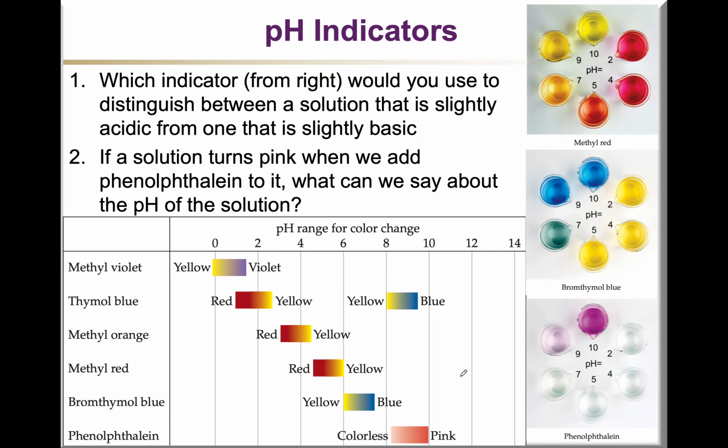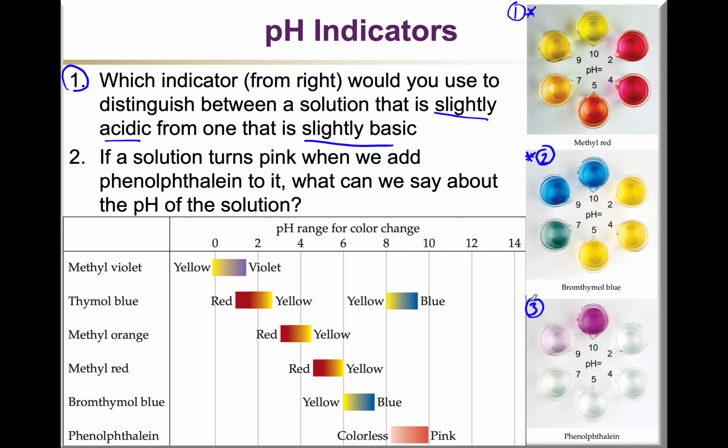All right, finally, how do we select what pH indicator to use? So let's talk about number 1 here first. Which indicator from the right would you use in order to distinguish between a solution that is slightly acidic from one that is slightly basic? And I'm asking about the 3 sets on the right hand side, which I should have called 1, 2, and 3. So take a minute to look at what's happening in these 3 pictures.